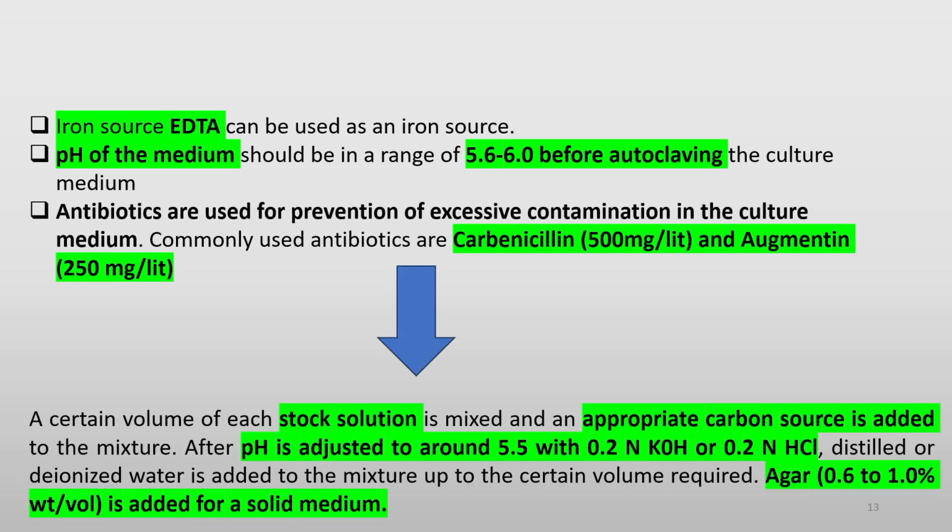Next, a certain volume of each stock solution is mixed and an appropriate carbon source is added to the mixture. After the pH is adjusted to around 5.5 with 0.2 normal potassium hydroxide or 0.2 normal HCl, deionized water is added to the mixture up to the required volume. Agar, usually 0.6 to 1% weight by volume, is added for a solid medium.